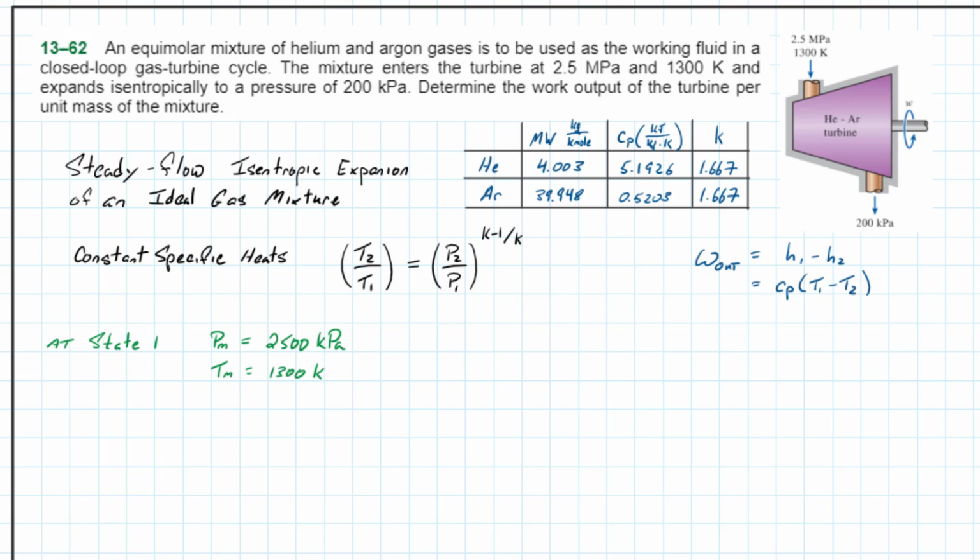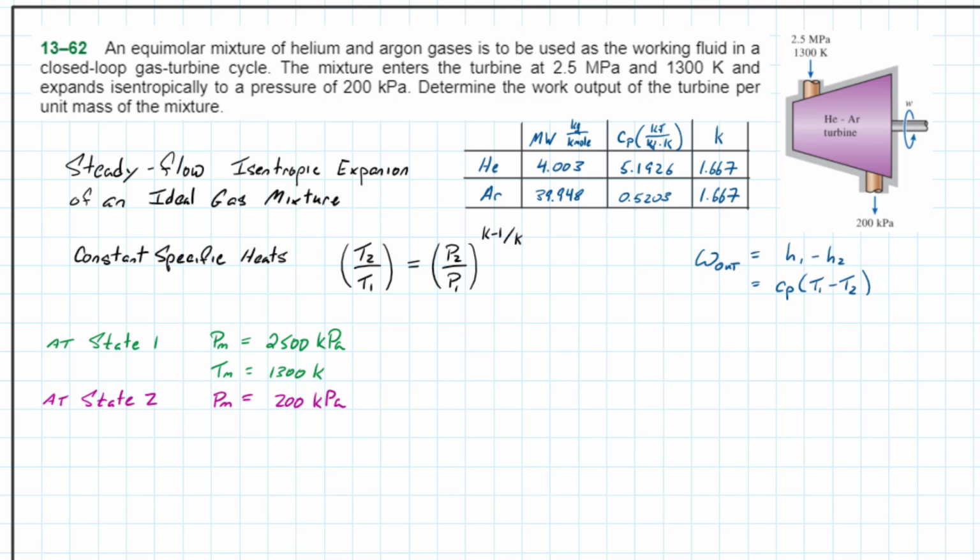Now, when we come out of the turbine, we have a pressure that's been reduced to 200 kilopascals. So we can write that down, but we don't know what the temperature is at state 2. We're going to be able to figure it out, but it's not explicitly given to us in the problem statement. Of course, it would vary depending on whether or not we make ideal gas mixture assumptions, constant specific heat assumptions, etc.